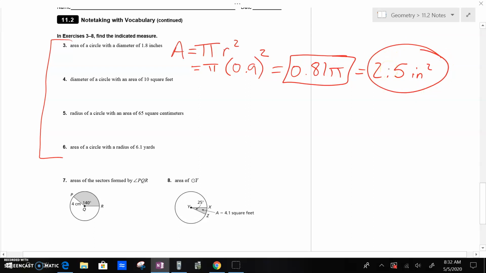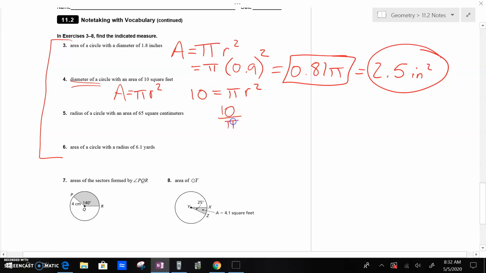Second one, diameter of a circle. Here is where it starts getting trickier. The diameter of a circle with an area of 10 feet. They're telling you what the area is, and they're asking you to work backwards. In our area equation, it's pi r squared. What we're after is the diameter, but we know the area, so we're saying 10 equals pi r squared. Now we need to solve and find the diameter. It's a very different feeling question. To do that, we've got to get r all by itself. So I'm going to divide both sides by pi.